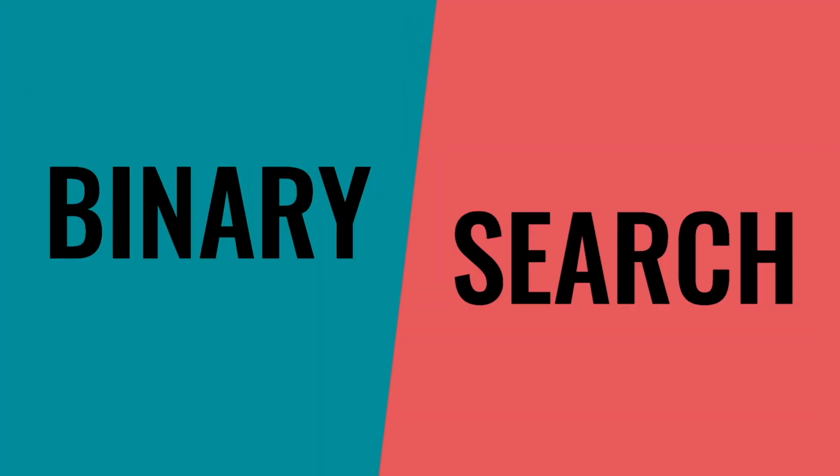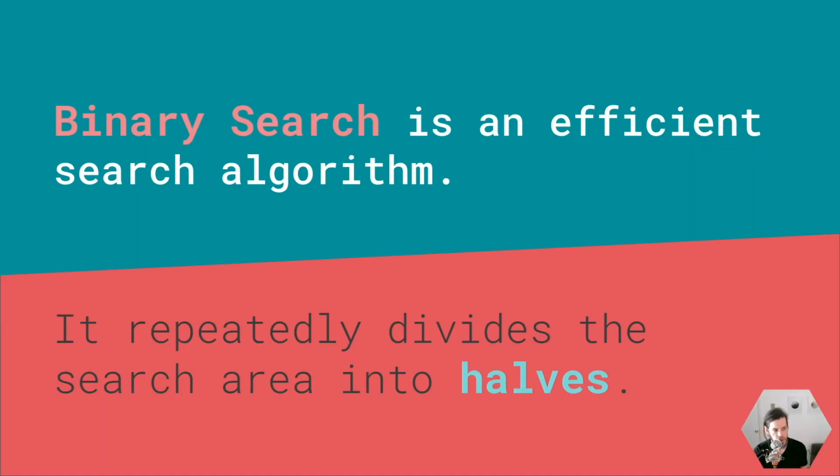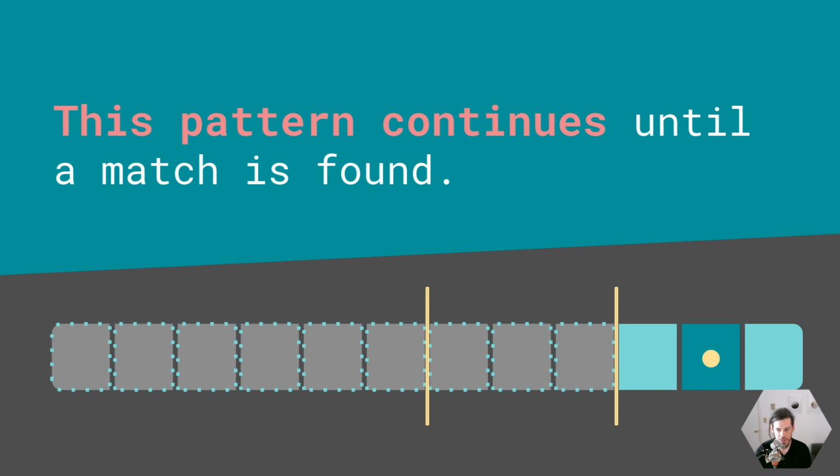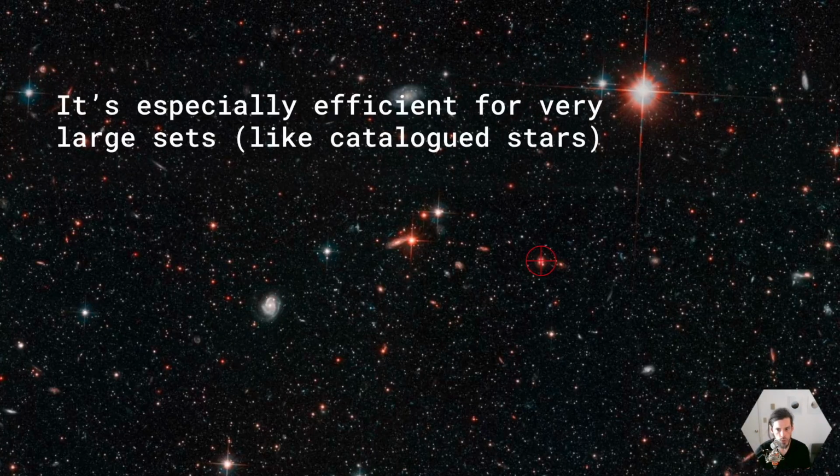All right, so what is binary search? Binary search is just another search algorithm, and the way that it works is that it divides the search area into halves. This pattern continues, it cuts the area in half, looking at the term in the middle until it finds a match. One common use case for this that I heard of was if you have a catalog of stars, there's like millions or even billions of stars out there, and if you're trying to find one, binary search is a very efficient way. It's surprisingly efficient to find the match very, very quickly.